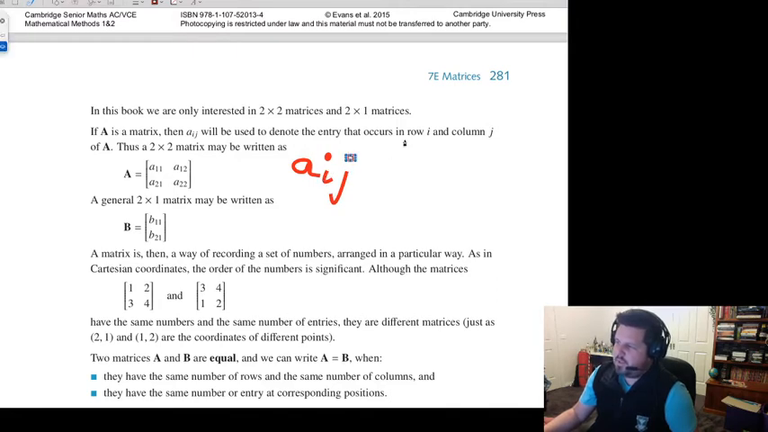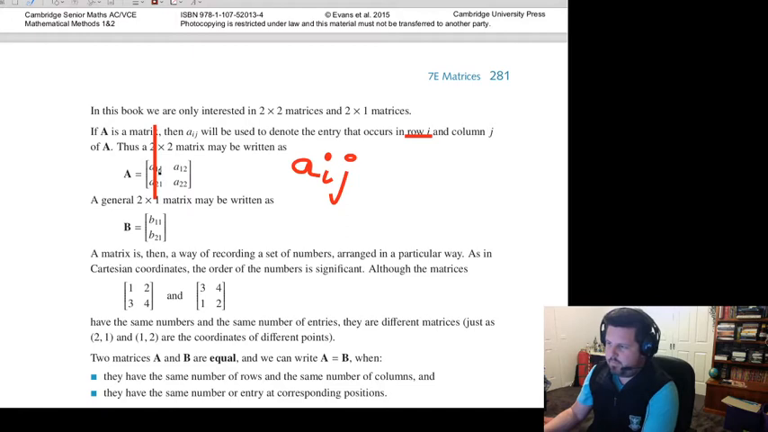The first number represents the rows, or the position of which row it's in, whether it's in row 1 or row 2. And the j value, the second little subscript number, represents which column it's in. So if you've got the entry in row 1 and column 1, it's referred to as a11. No surprises here. This one is in the first row and the second column, so this is a12, and so forth.